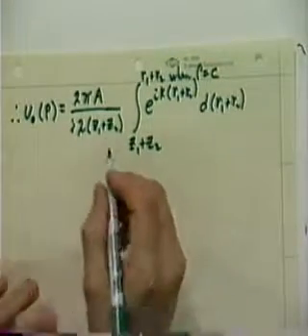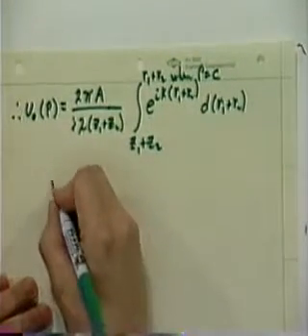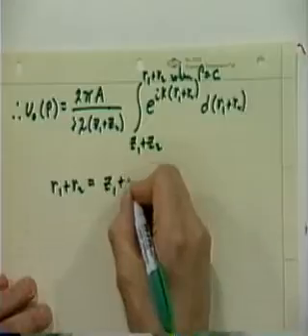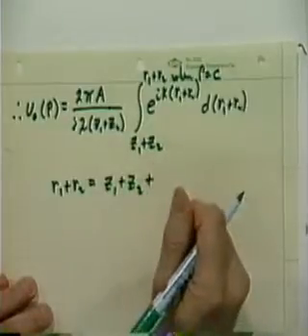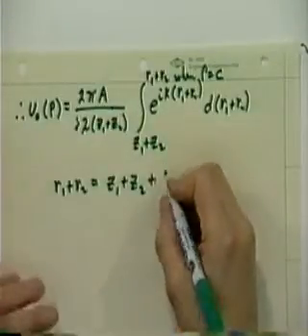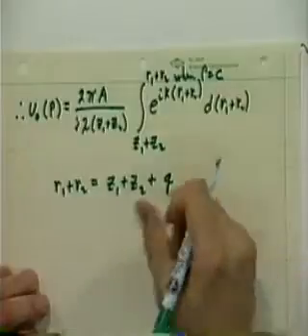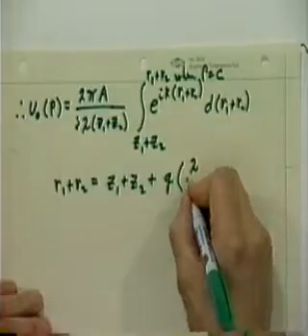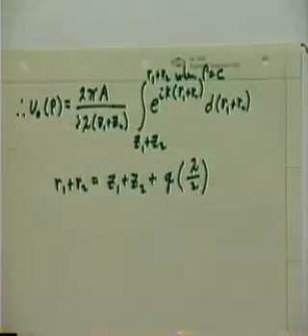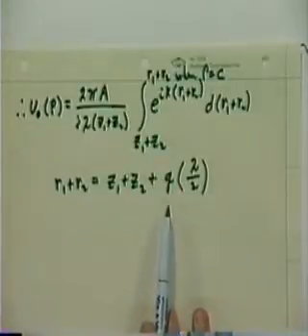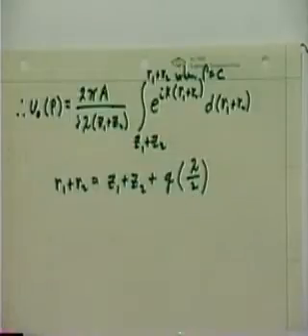Okay. Now we're going to say R1 plus R2 is equal to Z1 plus Z2 plus something. I don't know what it is. That's some number. And I'm going to write that number as q times lambda over 2. Okay? So R1 plus R2 is Z1 plus Z2 plus some number, which may or may not be an integer, times half a wave. So you buy that?